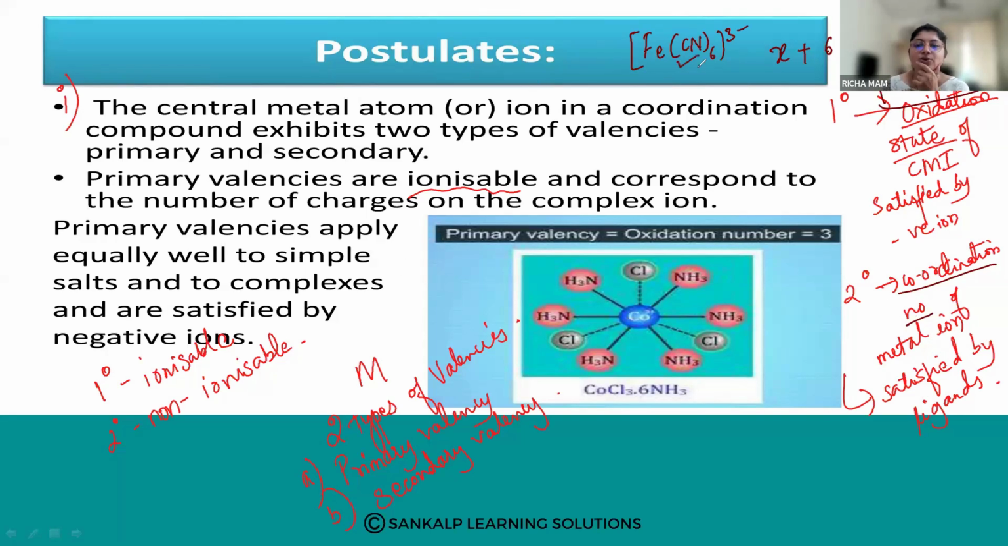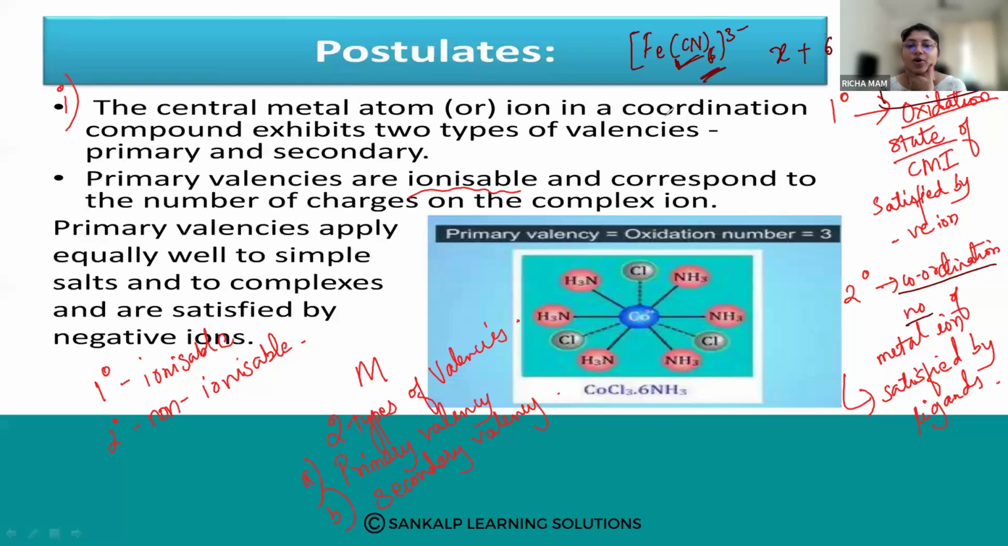So oxidation state tells you the oxidation state of the central metal atom. And coordination number means how many ligands are present around the central metal ion. So what does your primary valency tell you? It tells you about the oxidation state, and it is satisfied by the negative ion. You can see here how the oxidation number is satisfied. It is satisfied by the negative ions.